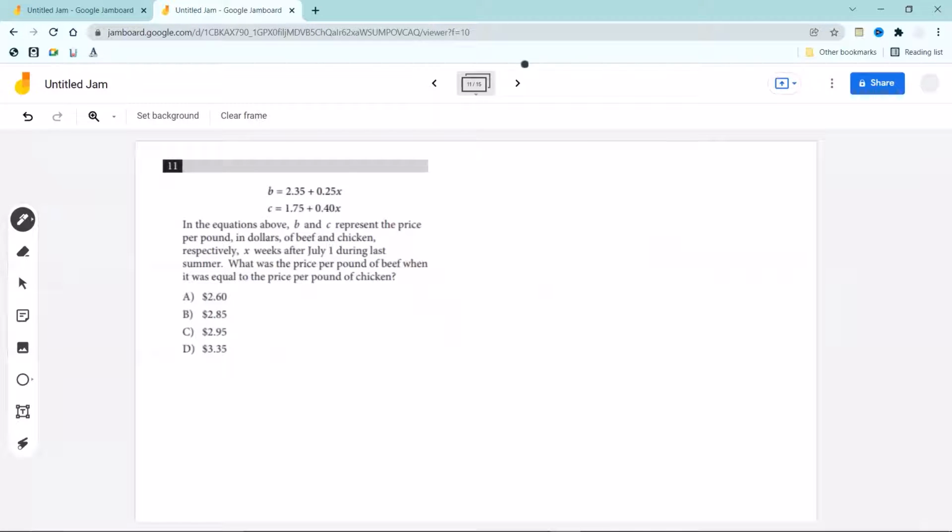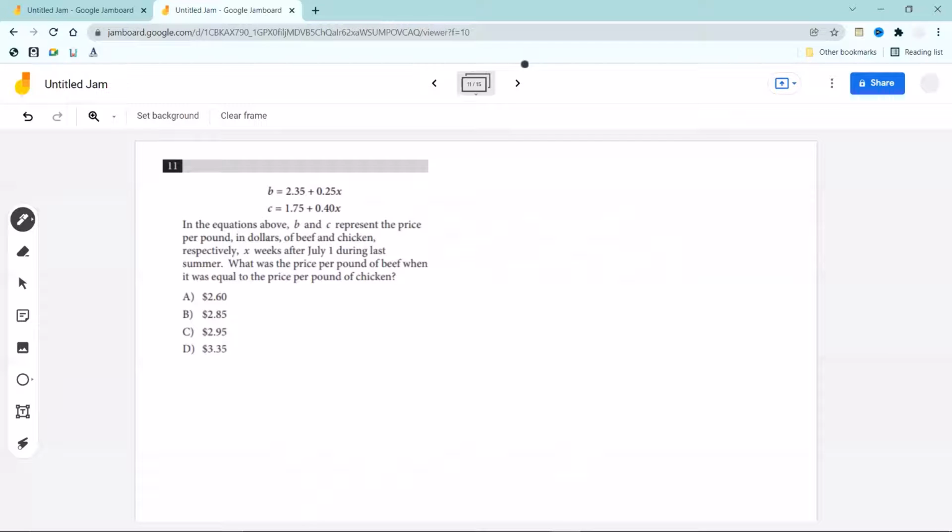All right. Now, question 11 says, in the equations above, B and C both represent the price per pound in dollars of beef and chicken, respectively, x weeks after July during last summer. It's kind of irrelevant. All we need to know is that we want to know what is the price per pound of beef when it was equal to the price per pound of chicken.